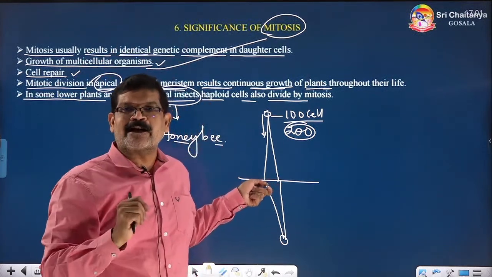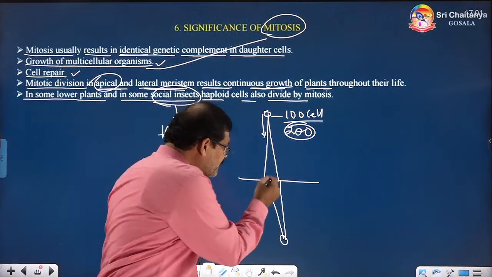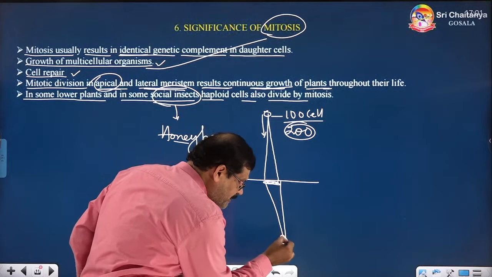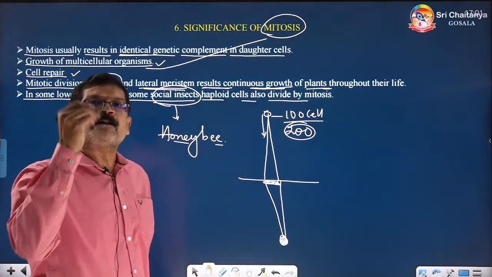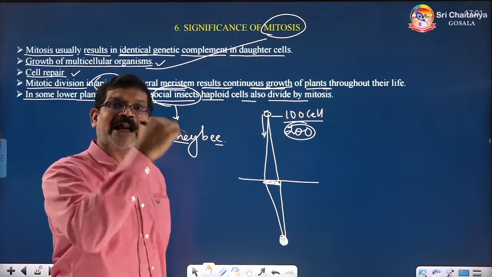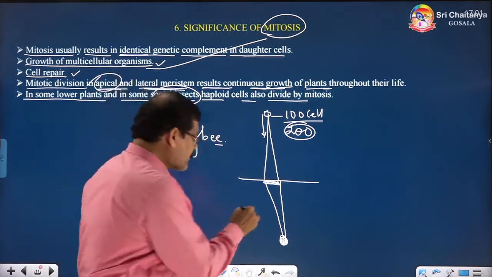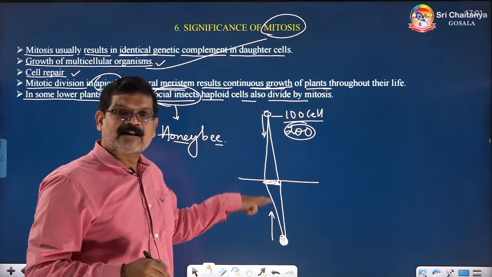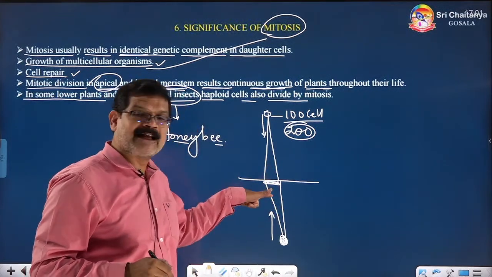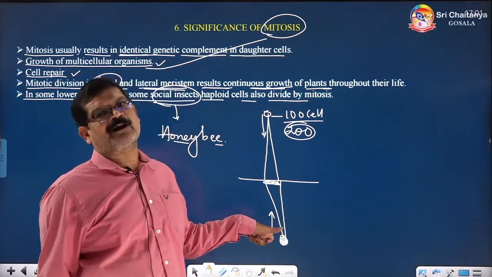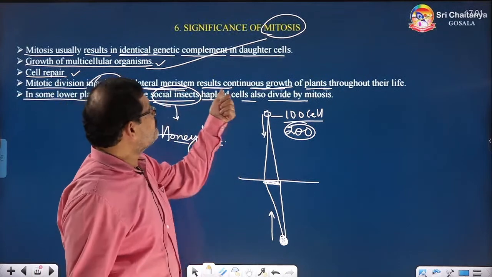You are thinking that the growth will happen from here. It's not that growth is happening from here; growth is happening from here, the tip of the root. The tip of the root contains meristem. That meristem cells will divide and add cells to the proximal portion. When it is adding cells, what happens? This part will be going deeper into the layers of the soil.